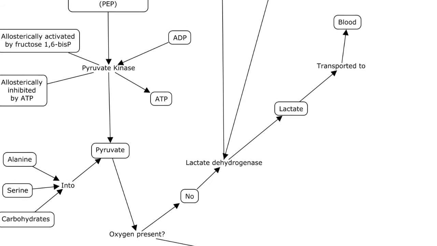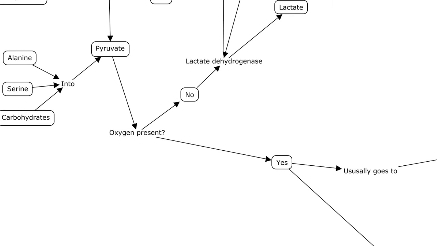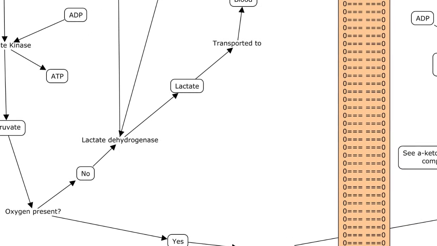Now there are also other things that can be made into pyruvate: amino acids, alanine, serine, and also carbohydrates. We're not going to get into the specifics about that. But the next big thing that determines what path our substrate takes is whether or not there is oxygen present. We're going to trace the no-oxygen pathway first, because as you can see, it's very short. If there's no oxygen available, the enzyme lactate dehydrogenase is going to act on our pyruvate.